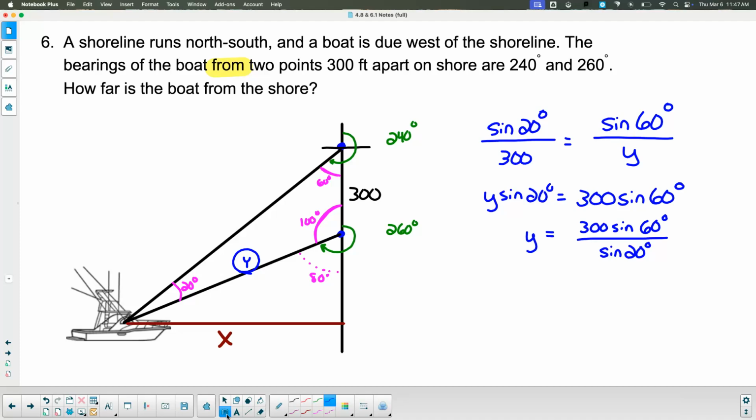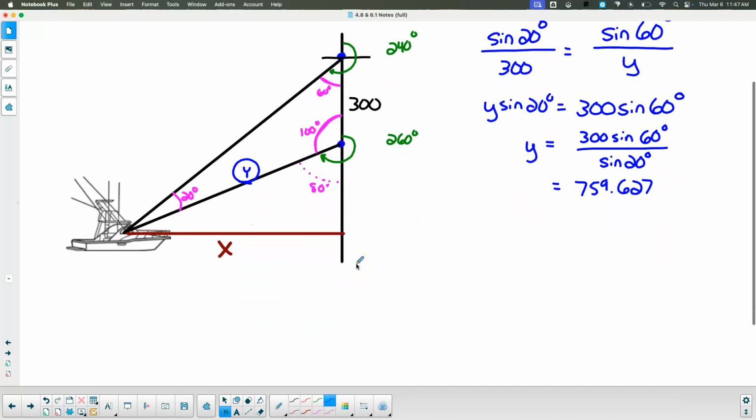So we've got 300 sine of 60 divided by the sine of 20. We're going to store that as our y. Now you could have also solved for the big one way up to the top, but that's fine. You could have solved for this one if you wanted to, but it really wouldn't have mattered. You'd still get the same answer in the end.